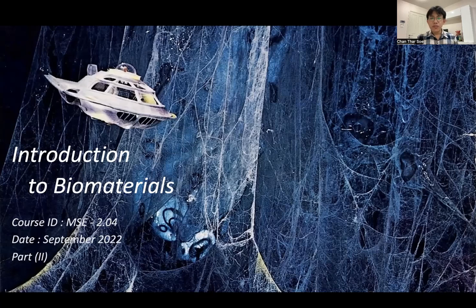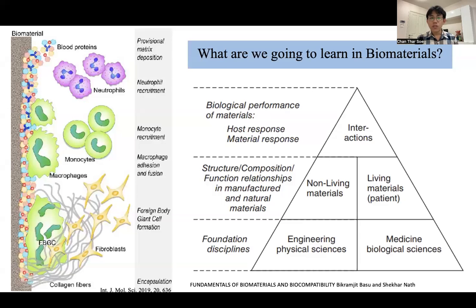So let's briefly talk about what we have been talking about in part 1 of the introduction to biomaterial. We've been talking about the two disciplines that we need as background, which are engineering and medicine. In more detail, that is material science and biological science, the basic understanding of these, and also the integration between them. That is what we've covered so far.